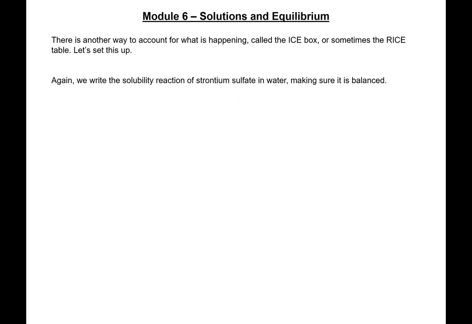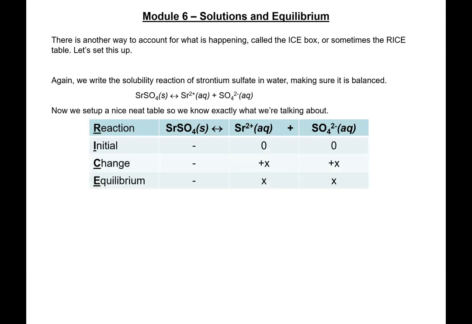We're going to do what's called an ice box or a RICE table, because this is going to set us up for success in subsequent problems. The problem methodology is not different. The way I organize my data is a little bit different. If I take the first letter in each of the words reaction, initial concentration, change in concentration, and equilibrium concentration, I get RICE. So this is why it's called a RICE table.